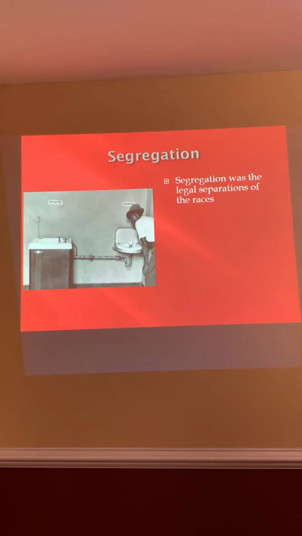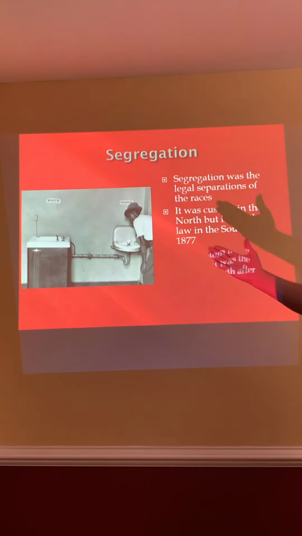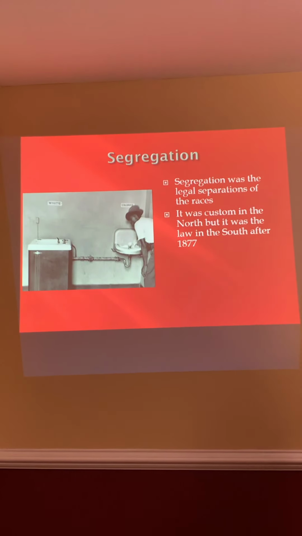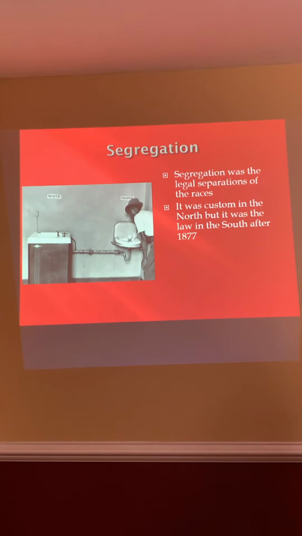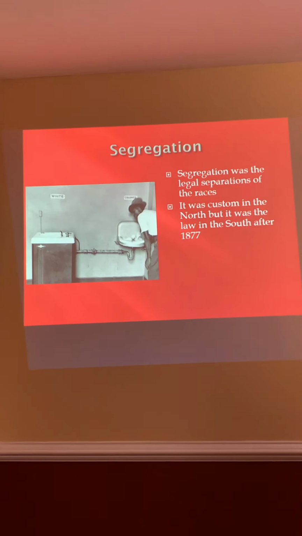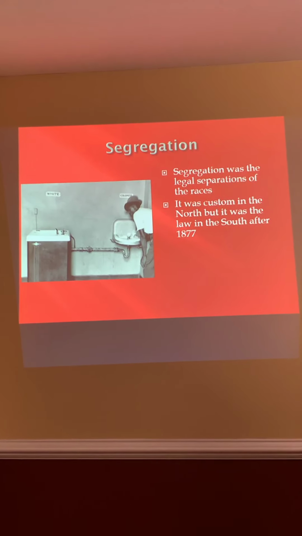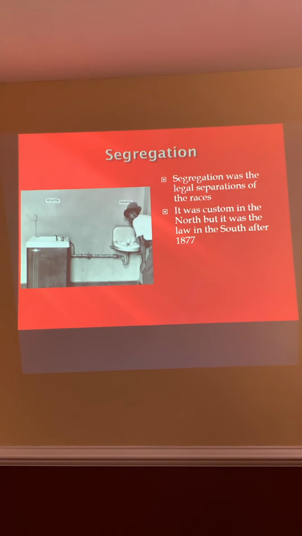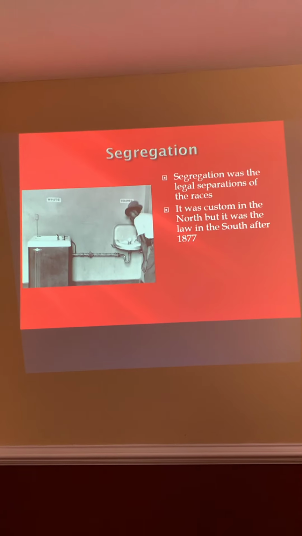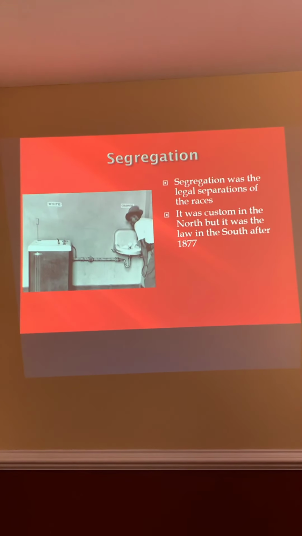It's the legal separation of the races. In this one, you can see that there's a white water fountain and a colored water fountain. You can see that one is much nicer than the other. It was a custom in the North, but it was law in the South. So you are going to see segregation in a lot of places, especially throughout the United States. But it was really, really law in the South.